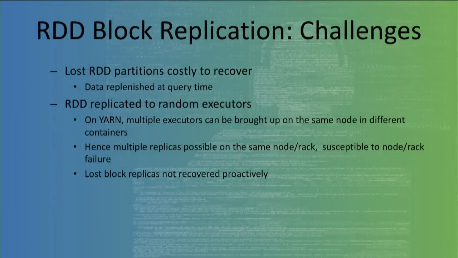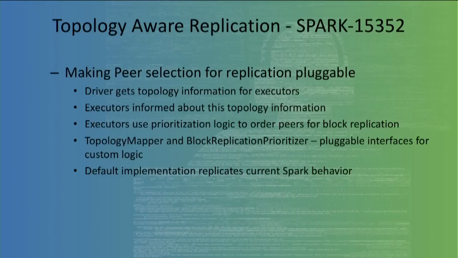Let's take it a step forward. Your replicas might also end up on the same rack, right? So in an online setting, this makes your system very susceptible to node or rack failure in spite of having replicated your data. What's more, blocks lost through node failure or rack failure are not replenished proactively either. Everything is supposed to be lazy. So to address some of these challenges, we opened up a Jira, Spark 15352, for topology-aware data replication.